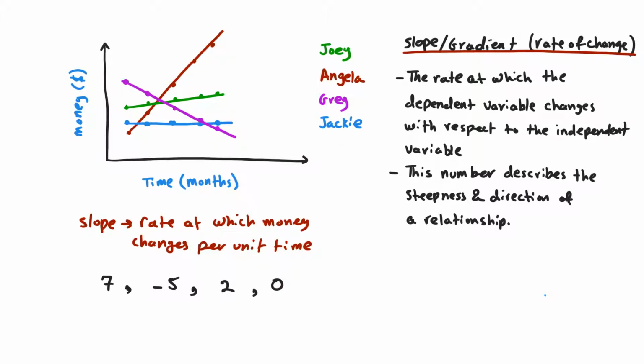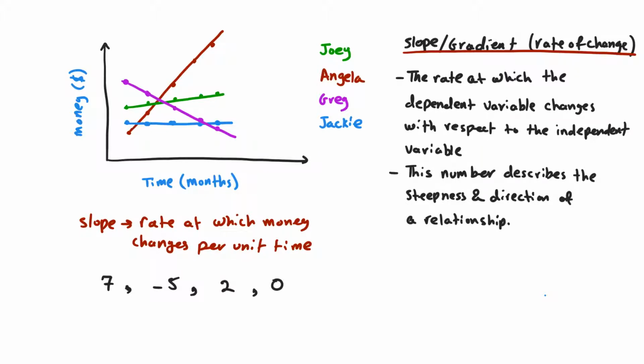In terms of direction, if it's positive, like 7 or 2, that means that it's sloping upwards, or as the independent variable is increasing, the dependent is also increasing. And if it's negative, it means it's a negative relationship. That means that if independent is increasing, dependent is decreasing.